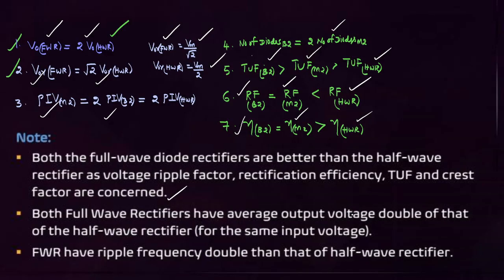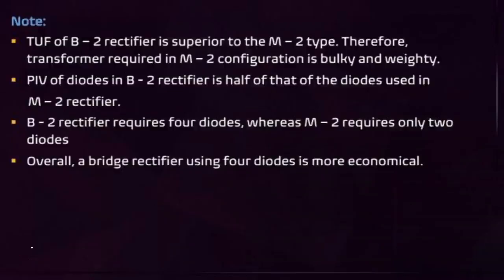Both full wave rectifiers have average output voltage double that of the half wave rectifier. Full wave rectifiers have ripple frequency double that of the half wave rectifier. That is, full wave rectifiers perform better. Transformer utilization of the bridge rectifier is superior to the midpoint type rectifier. Therefore, the transformer required in the midpoint configuration is bulky and heavy.